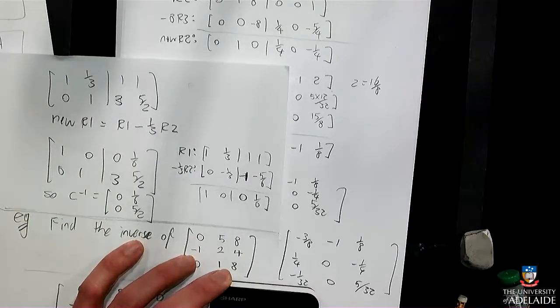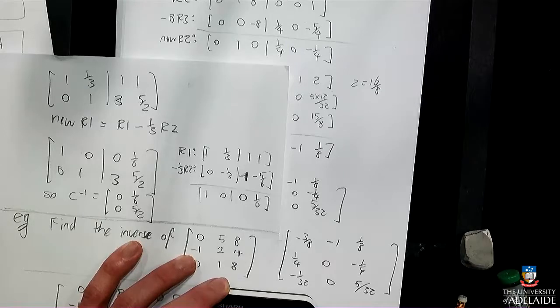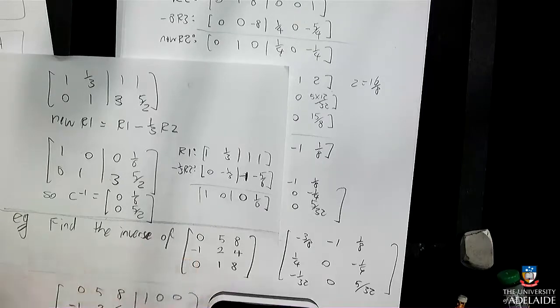Plus 2 times 1/4. Plus 4 times minus 1/32. 0.75. 3/4. Okay. So, something is wrong somewhere. I'm going to have to go back and find it.